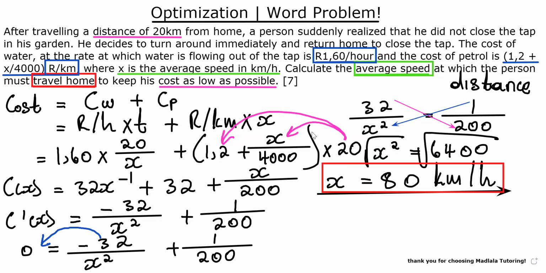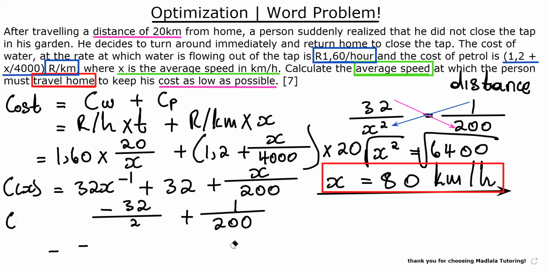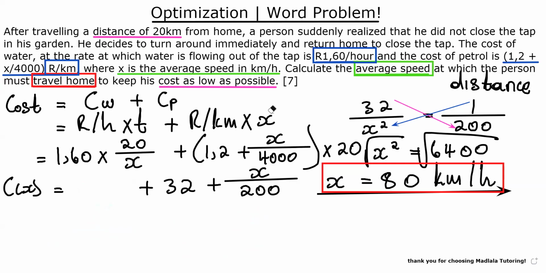So what are you going to say then? Well, this is what you will say. And of course, if you are in varsity, you understand that as soon as you have defined your cost function, you need to state the domain of that function as well, right? So I'm just going to get rid of this part. So the question is, what is the domain of this function? Remember, 32x to the negative 1 is just 32 over x squared, okay?